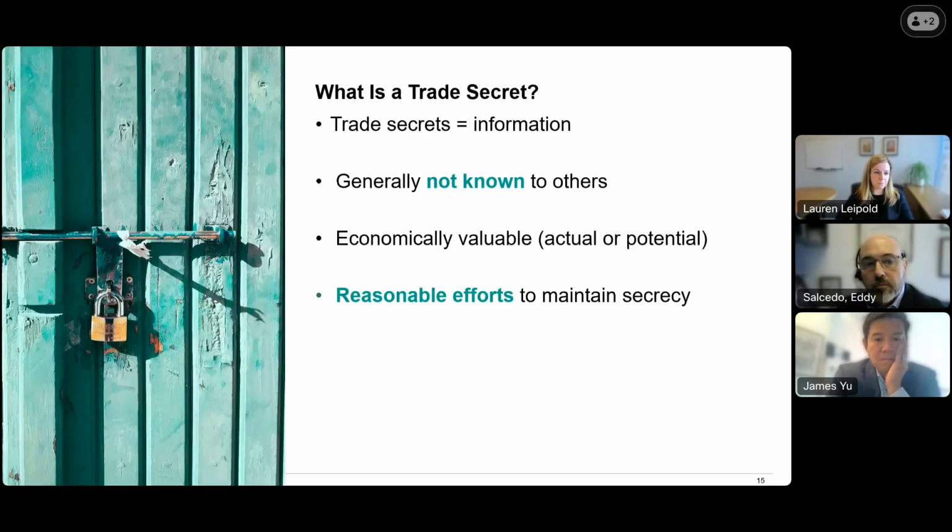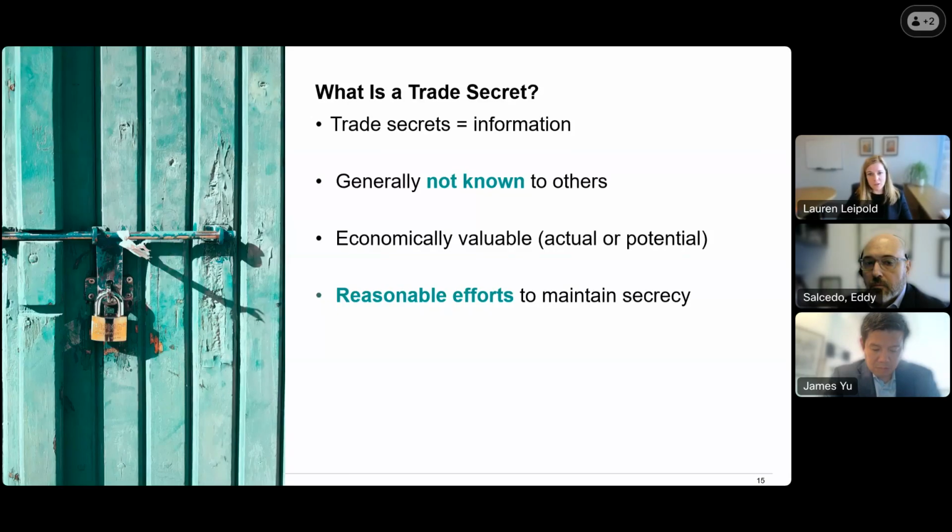Next slide. So just to underscore again, we're talking about information not known to others. It can't be something that's obvious, or something, addresses you've gotten from the phone book. It's got to really have economic value that you've put some sweat equity into. It's got to be economically valuable in some sense, whether now or in the future. And again, I can't stress enough the reasonable efforts to maintain secrecy.